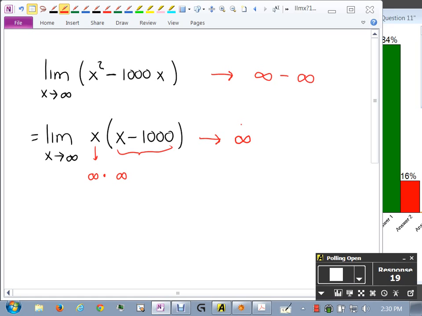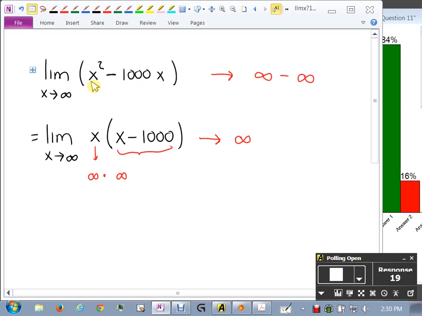Now, does it make sense that it would be positive infinity? X squared is a big number, right? You take away 1,000 times X. Even though 1,000 times X is big, it's not as big as X squared if X gets big enough. So eventually this term overpowers this one, and the whole thing together becomes a big positive number. Right? So y'all see what I'm saying?